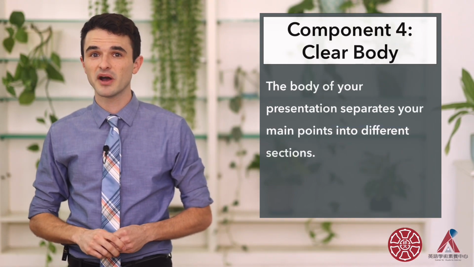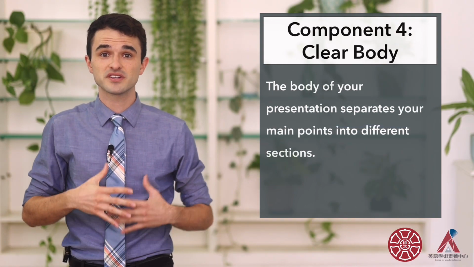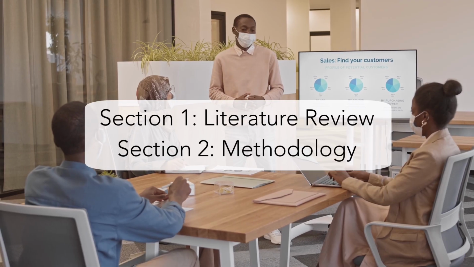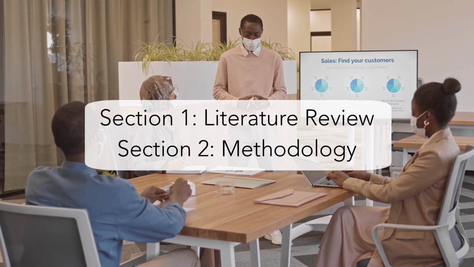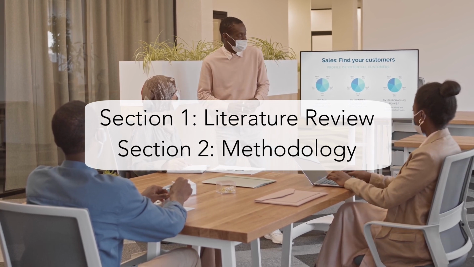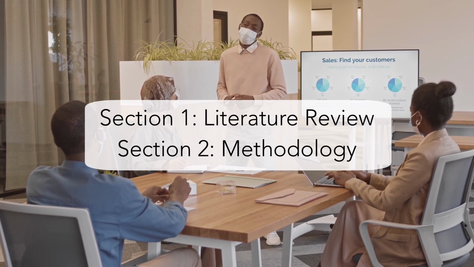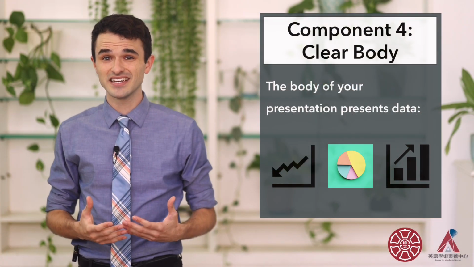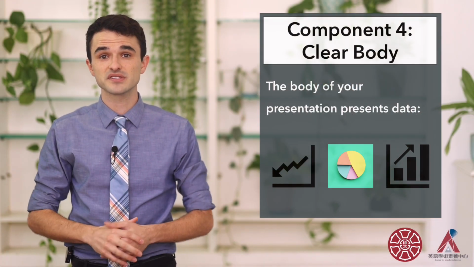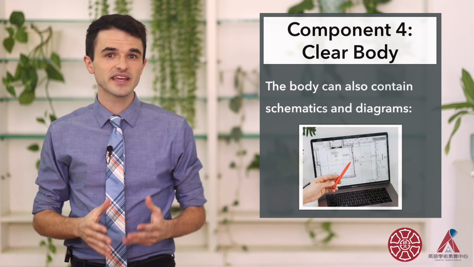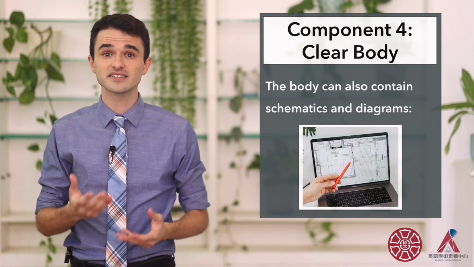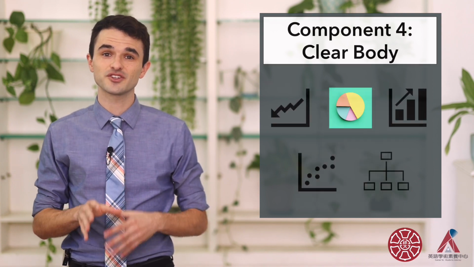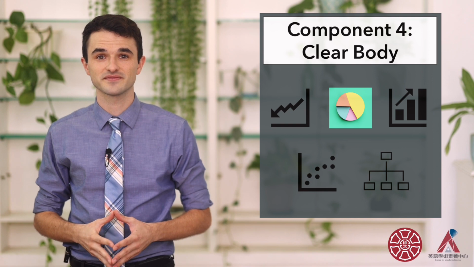Component 4, clear body. The body of your presentation separates your main points into different sections. For example, Section 1 can be your literature review and the review of the current situation, and Section 2 can discuss your study's methodology. The body of your presentation presents data in the form of charts, tables, and graphs. The body can also contain schematics and diagrams. All of these visuals help the audience understand your research and focus.